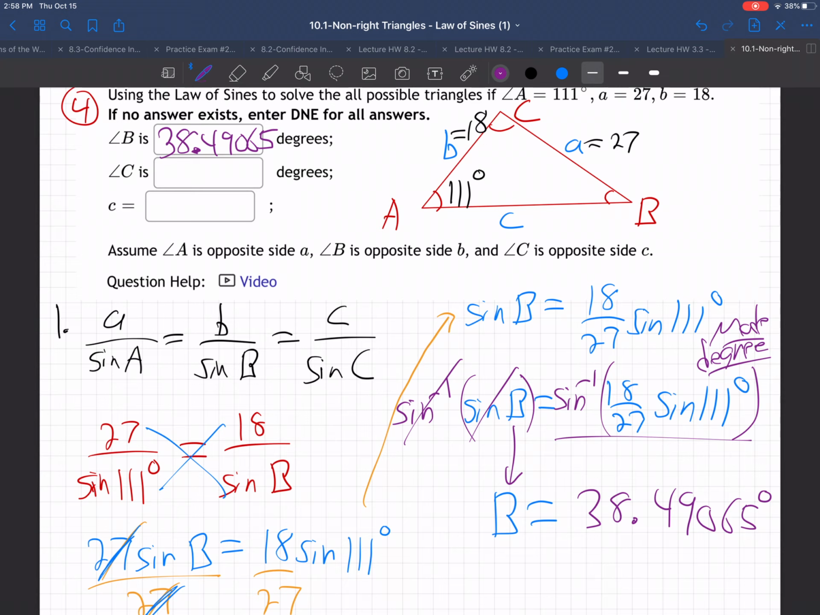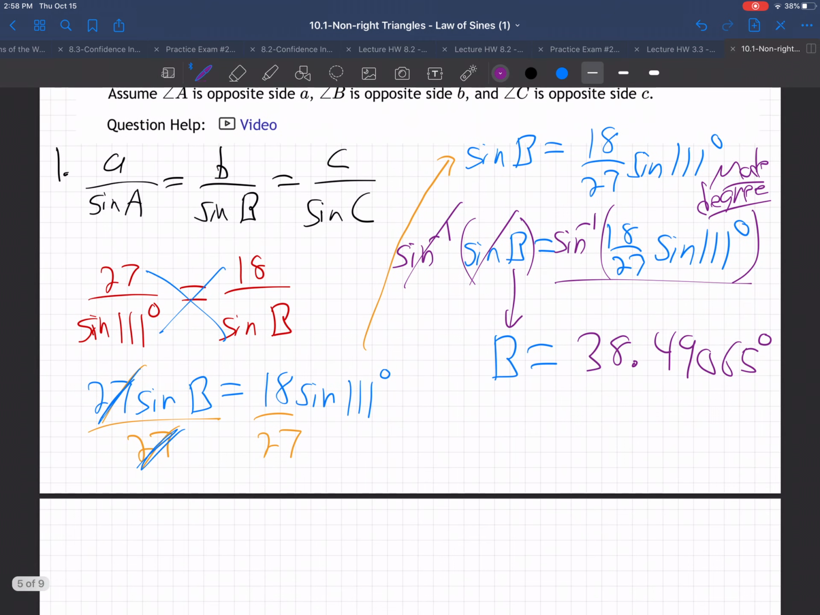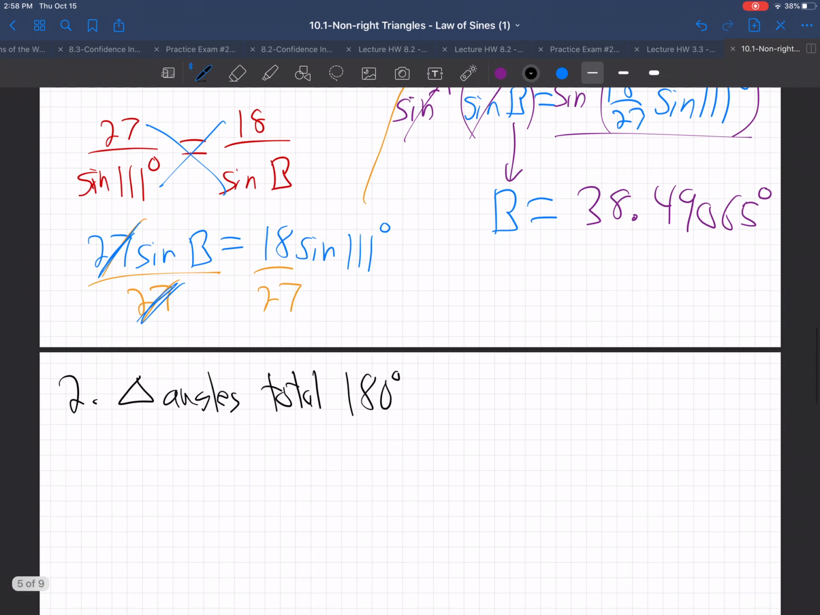Okay, now we've got to get capital C. How can we get capital C? We're going to subtract, aren't we? I think you know it. I think you're thinking about it. Because triangle angles total 180 degrees, don't they?